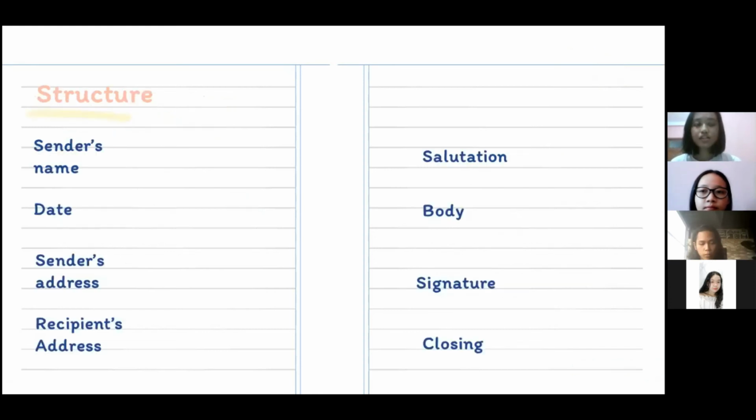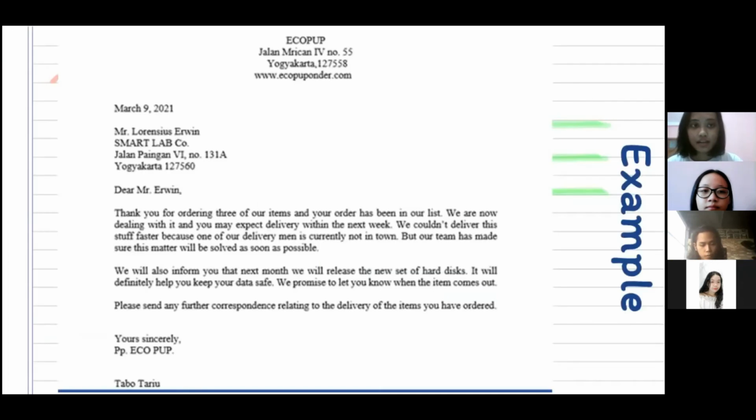This is the structure of the dealing with order letter. It's not different from the order letter. It has sender's name, date, sender's address, recipient's address, salutation, body, signature, and closing. And this is the example of the dealing with order letter.